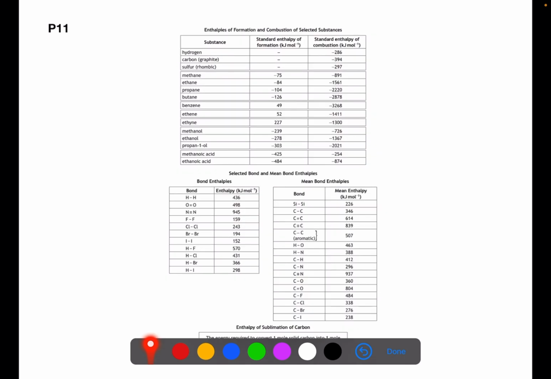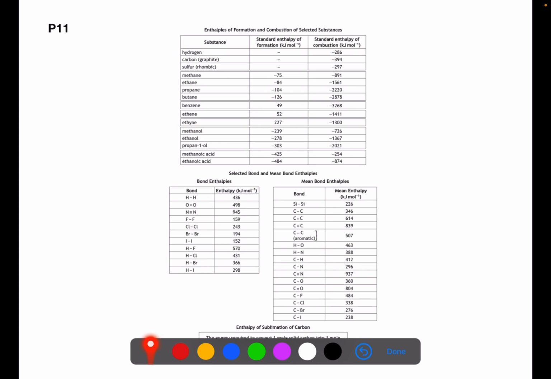Page 11 shows you the enthalpy of certain substances and bonds. So here we have the enthalpy of formation and the enthalpy of combustion of certain substances. The enthalpy of formation is the energy change when one mole of a substance is made from its elements in their standard states. So you can see that we only have enthalpy of formation for compounds, we don't have it for elements. Enthalpy of combustion is the energy released when one mole of a substance burns completely in oxygen. So you can have this for both elements and compounds.